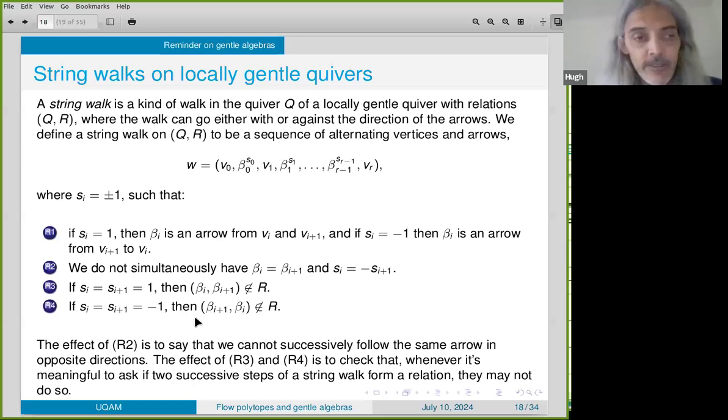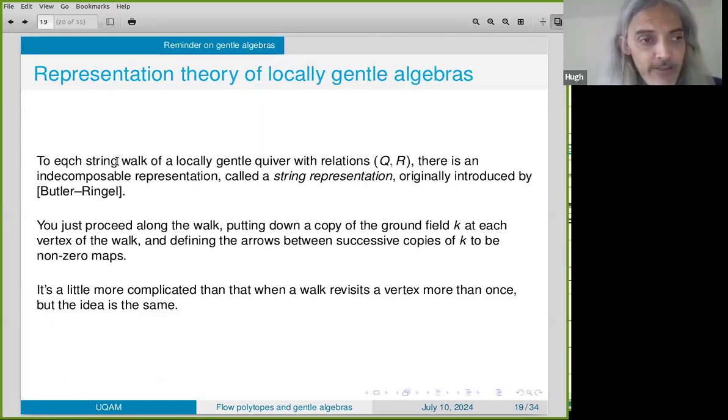Okay, so that's a certain class of walks in a quiver. And then the point is that to each string walk, there is an indecomposable representation, which is called a string representation. These were originally introduced by Butler and Ringel. And to define the representation, you just proceed along the walk, and you put down a copy of the ground field at each vertex as you walk along. And then the arrows between successive copies of the ground field are just non-zero maps. And so that fully defines the thing if you don't revisit any vertex more than once. If you do revisit a vertex more than once, you'll have put down multiple copies of K at that vertex that you revisited, because you put down a copy of K each time you visit it.